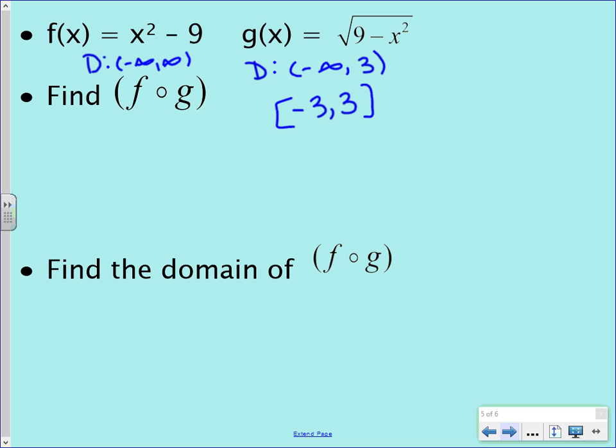Okay? That is negative infinity with parentheses, 3 with a bracket. Now what happens if we were to plug in -4? What's 9 minus -4 squared? A negative number, right? So that's why Michael's saying we have to stay between -3 and 3. If we get bigger than 3, that 9 minus x squared is going to be negative. If we get less than -3, that 9 minus x squared is going to be negative. So we have to be a little creative there.